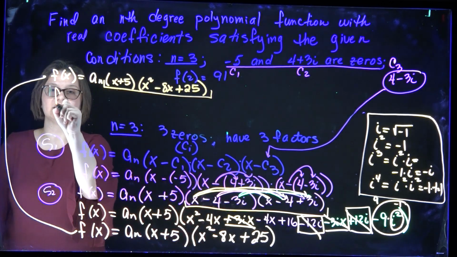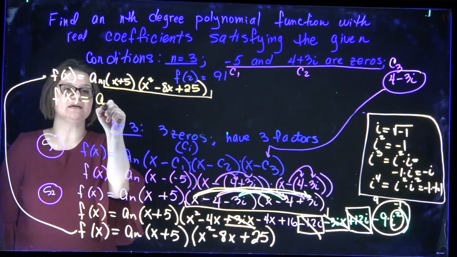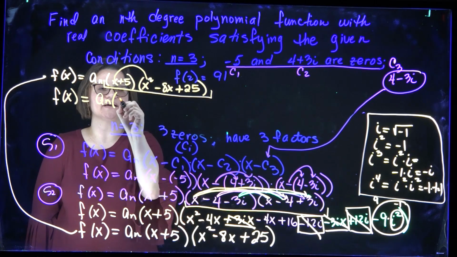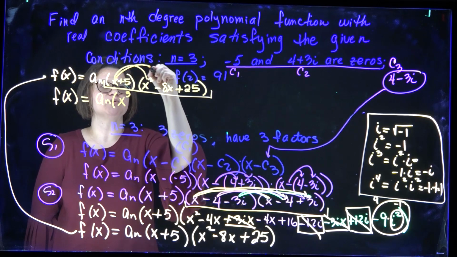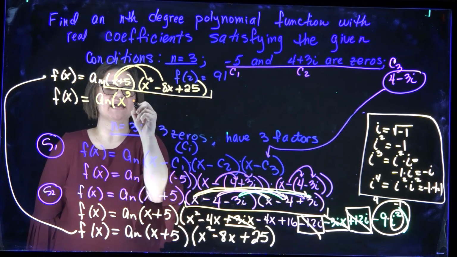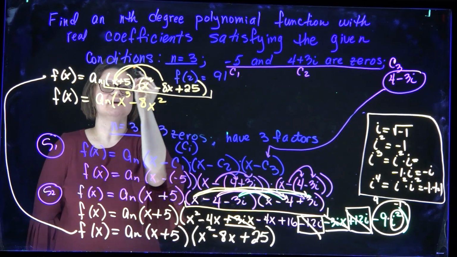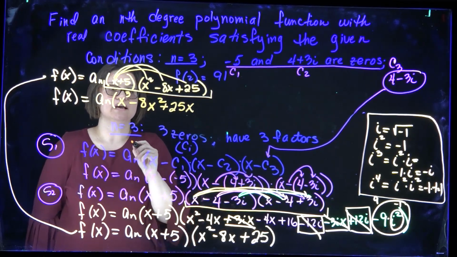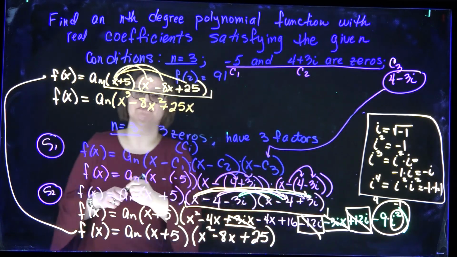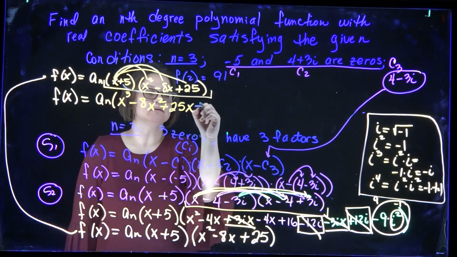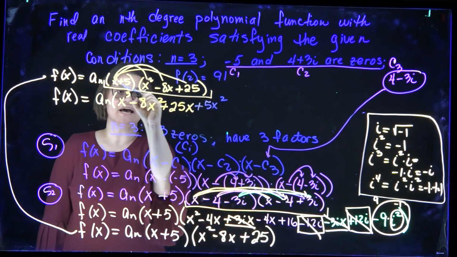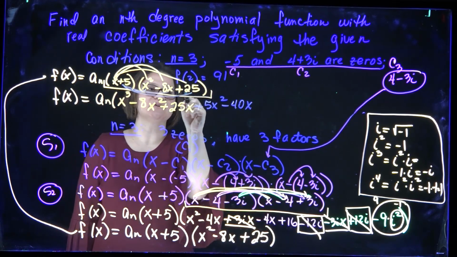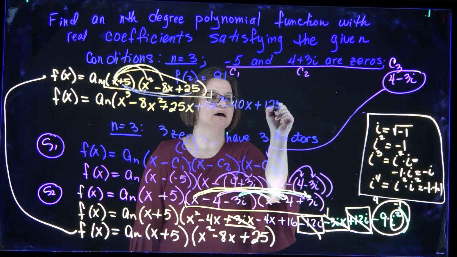All right. So now, just like we distributed here, I'm going to distribute right here to open more of my parentheses. f of x equals my leading coefficient. Now, as I distribute x, let's see what happens. x times x squared is x cubed. Now I'll distribute x by multiplying by negative 8x squared. And then x times 25 will be positive 25x. And then I'll do the same thing with positive 5. 5 times x squared, 5x squared. 5 times negative 8x, negative 40x. And then 5 times 25 is a positive 125.